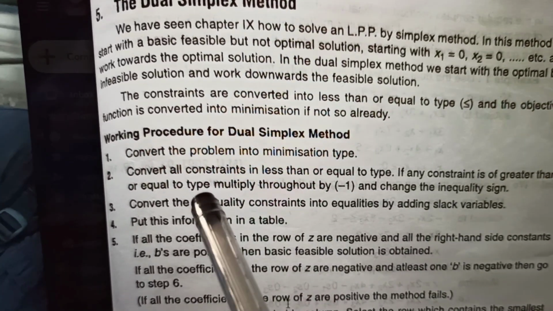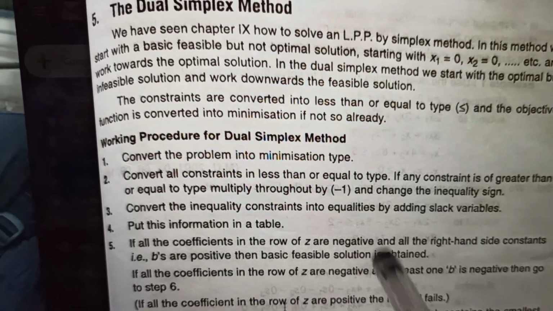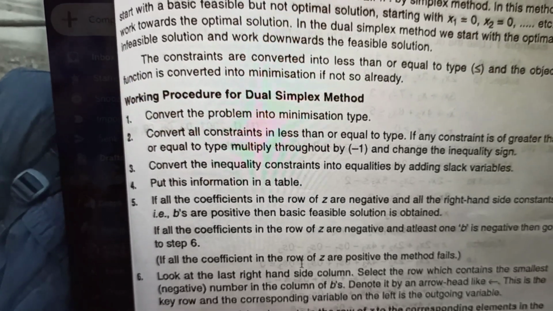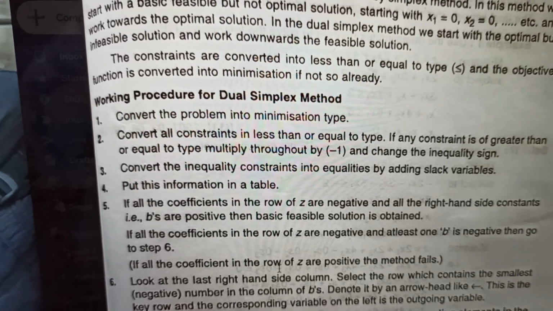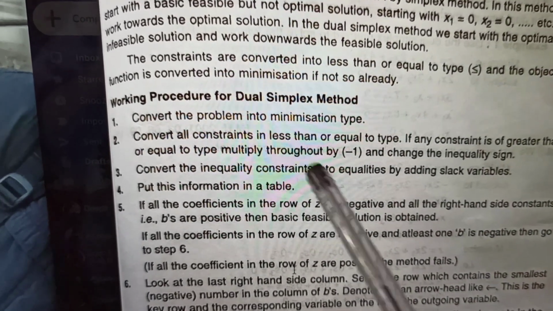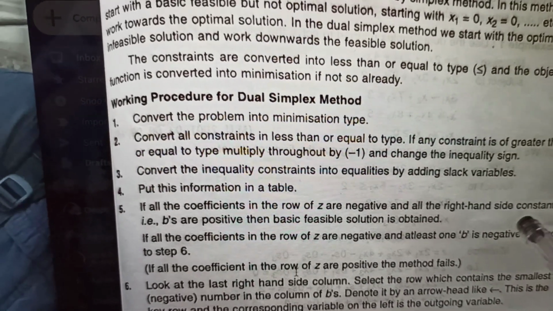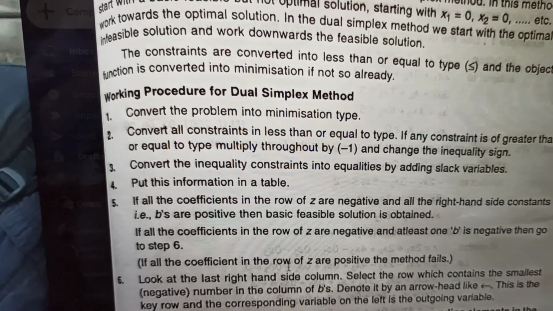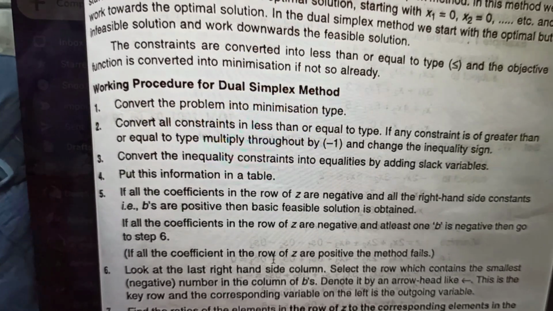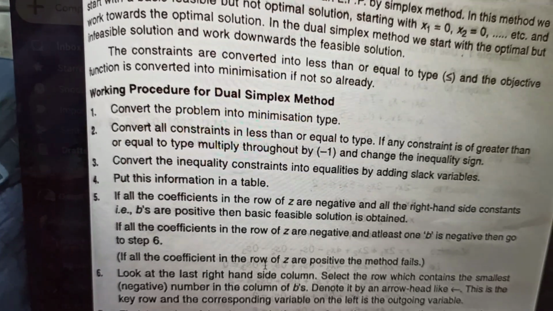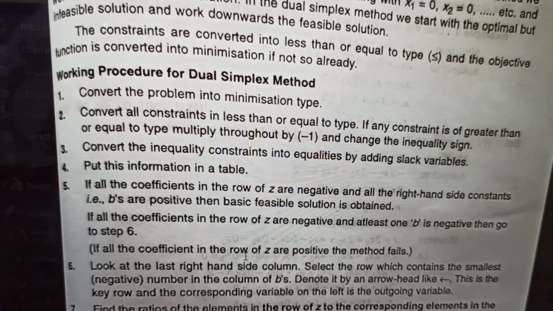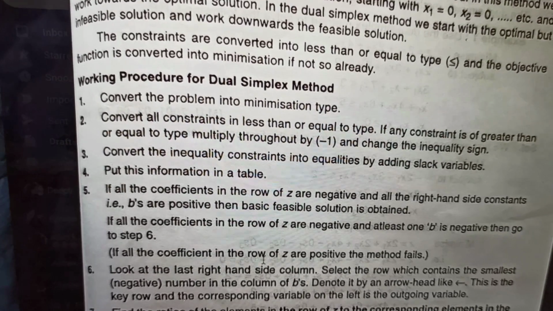This thing is the same: convert all constraints into less than or equal to type. Here as well we convert all the constraints into less than or equal to type. If it is given as greater than or equal to type, then we multiply throughout by -1 and change the inequality sign. And if an equality is there, then also we somehow change it, and we just want less than or equal to. We just need to remember one thing: to apply dual simplex, it should be minimization type. All the constraints should be of the form less than or equal to.